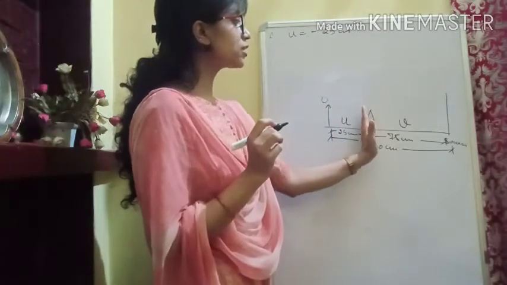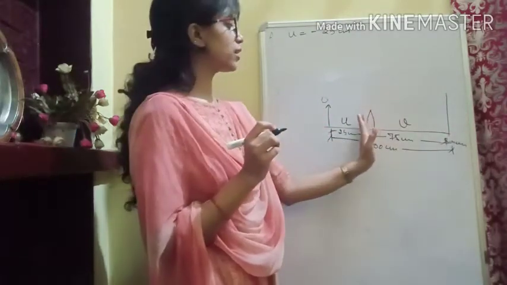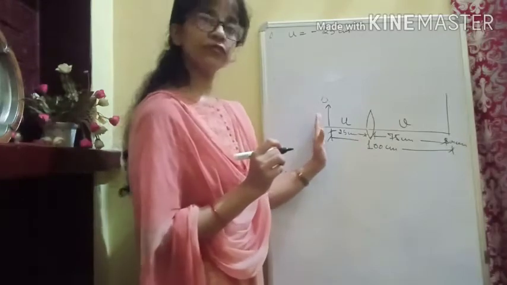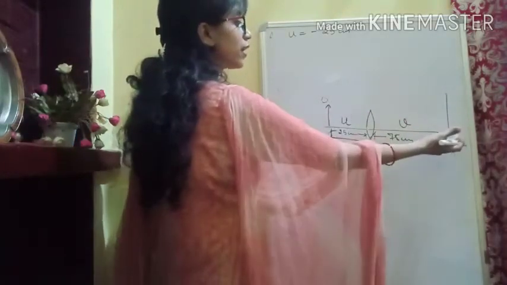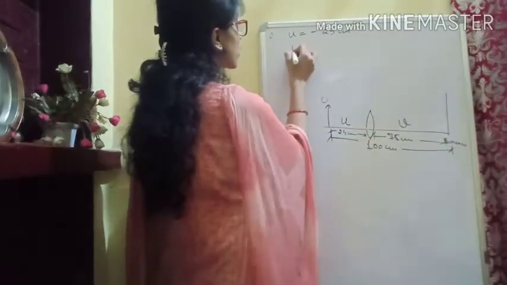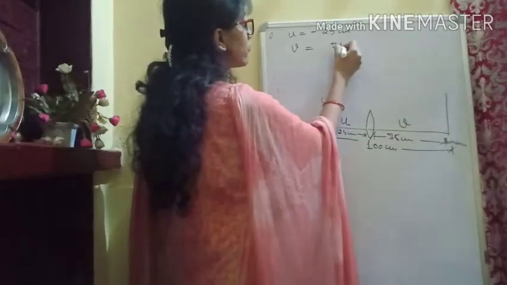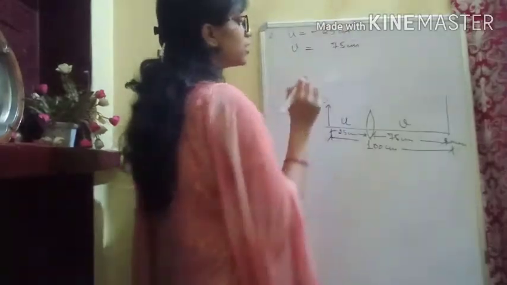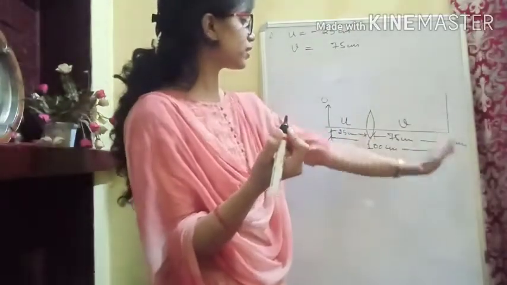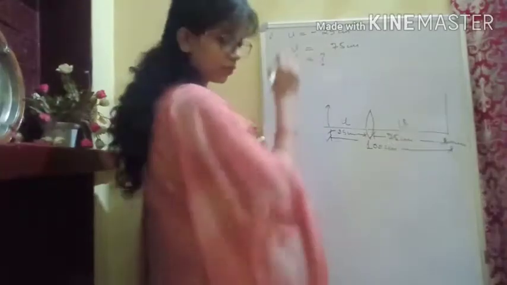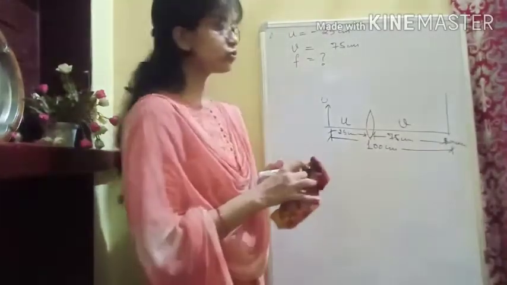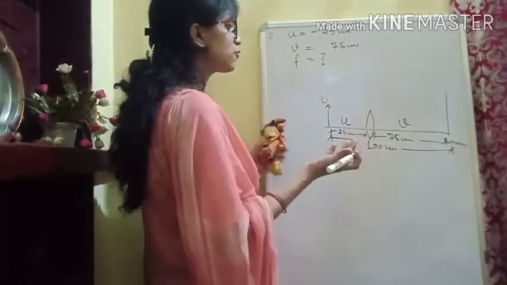Image formation is on the right hand side, or you can say the object is placed in front of the lens and the image is formed behind the lens. So it is on the right hand side, so we will write v equals 75 centimeter, and it will be plus as it is on the right hand side. And now we have to calculate f. To calculate this, it is simple that we are going to use the lens formula.